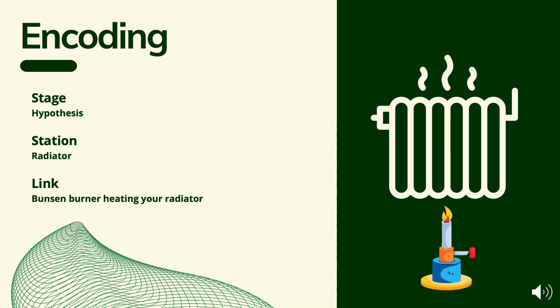The third stage is hypothesis. Our third station is radiator. The link that is used for this particular stage is a Bunsen burner heating up the radiator. Radiators are supposed to be heated up, but this is done with a Bunsen burner. A Bunsen burner triggers the thought of science, and so does the word hypothesis. And this is why this is the link being used. Obviously, you're free to use any other link that is suited to you.